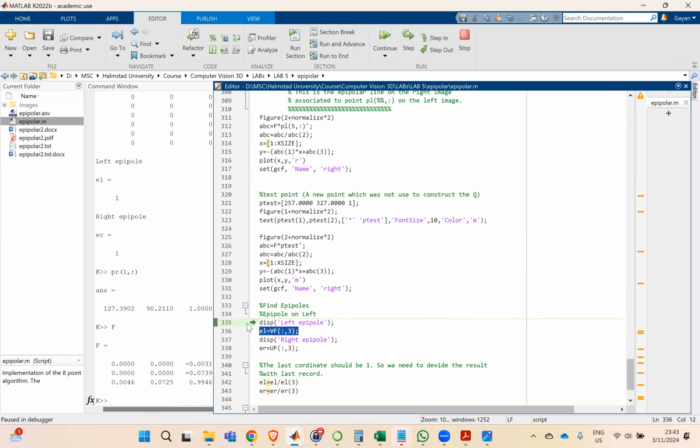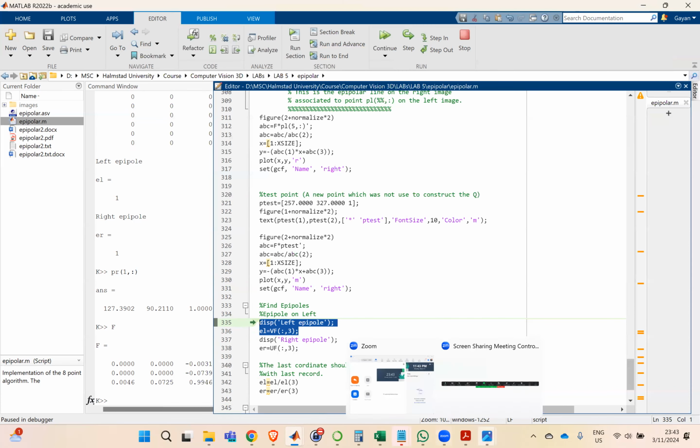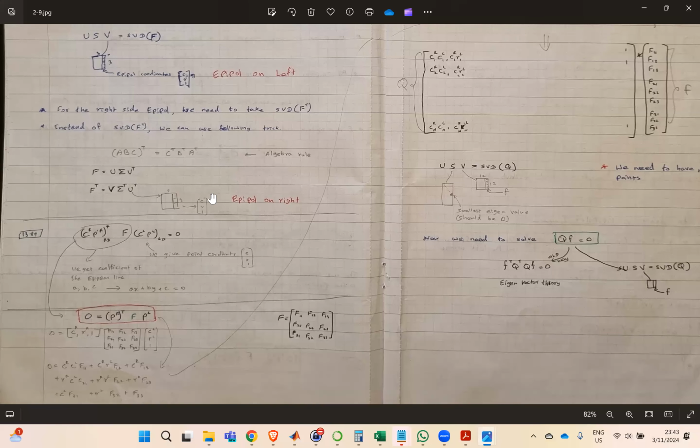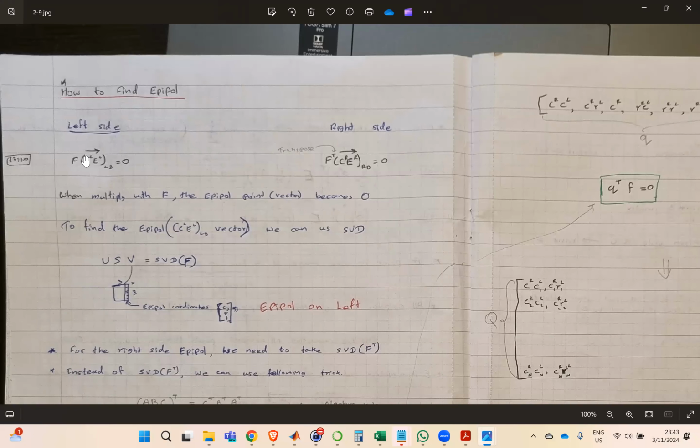Finding the epipole for the left side is easy. So for the left side epipole, how do we take the epipole? If we have an F matrix, we directly take the SVD, and the last column of V is our epipole. Why? What is this?